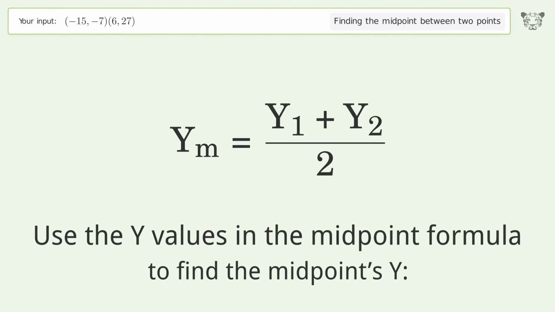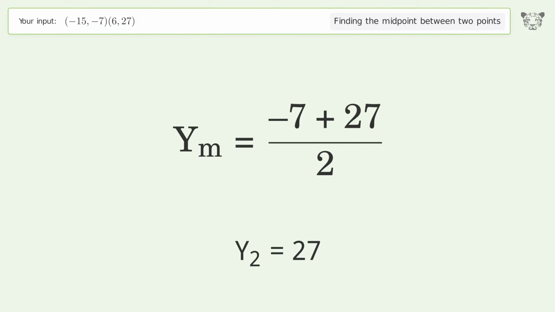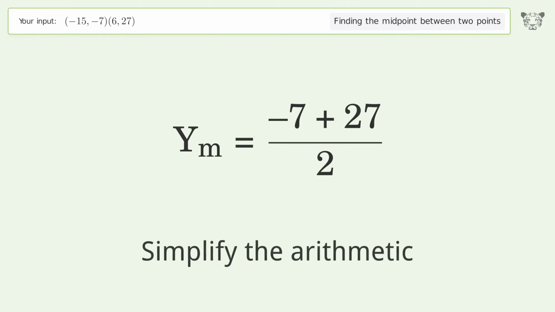Use the y values in the midpoint formula to find the midpoint's y. y1 equals -7. y2 equals 27. Simplify the arithmetic.